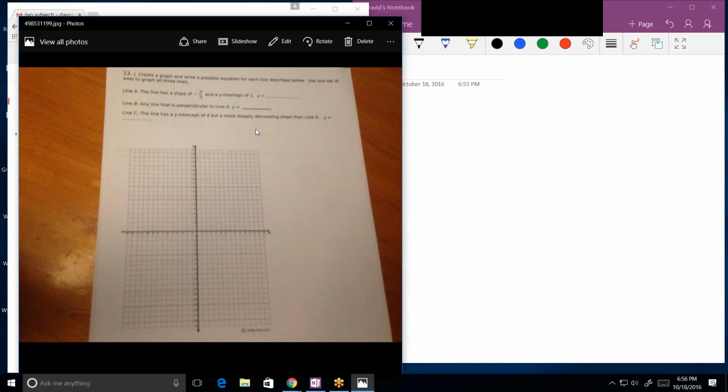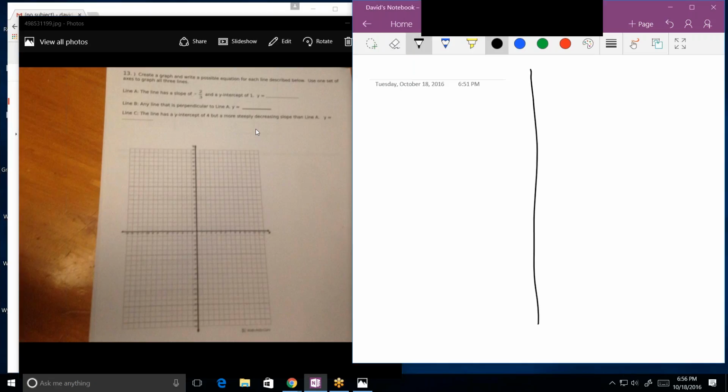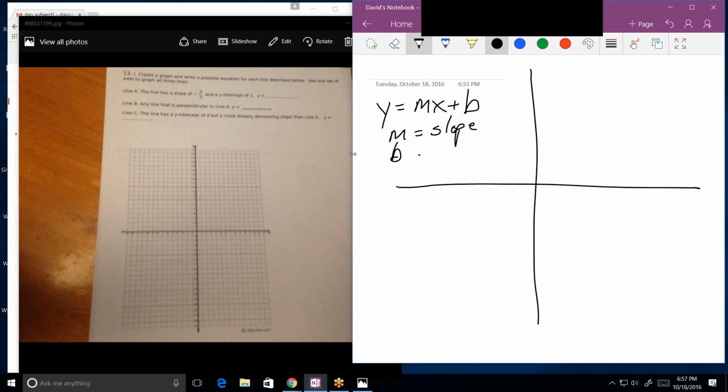The line has a slope of 2/3 and a y-intercept of 1. Should we graph it first or should we write the equation out? What's the standard equation of a line? Y equals what? Mx plus b. If you don't know that, memorize it. You're going to need that for the next 3 years, at least. It's the most common standard format of a straight line. M is the slope, and b is the y-intercept.